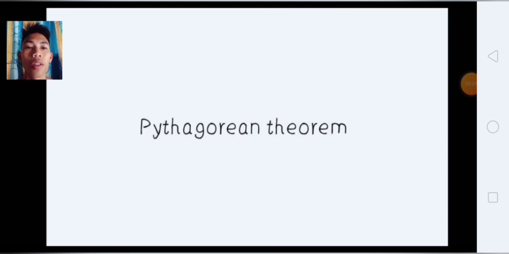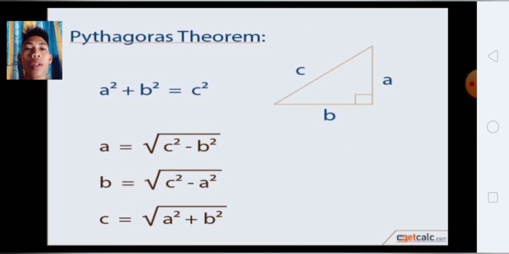For today's video, we're gonna tackle the Pythagorean theorem, or Pythagoras theorem. The Pythagorean theorem is used to identify the length of the sides A, B, and C. It is the formula: A squared plus B squared is equal to C squared.